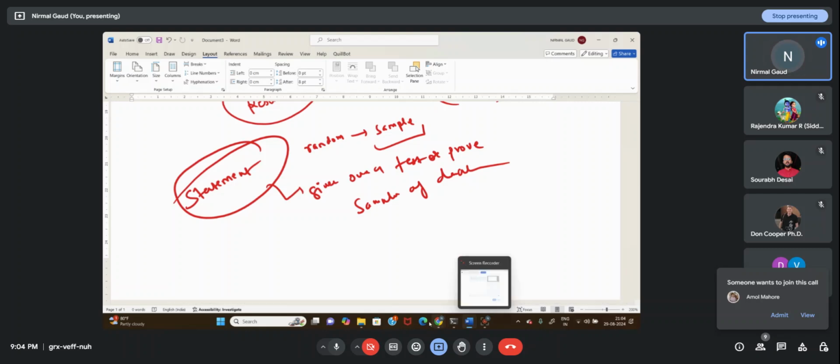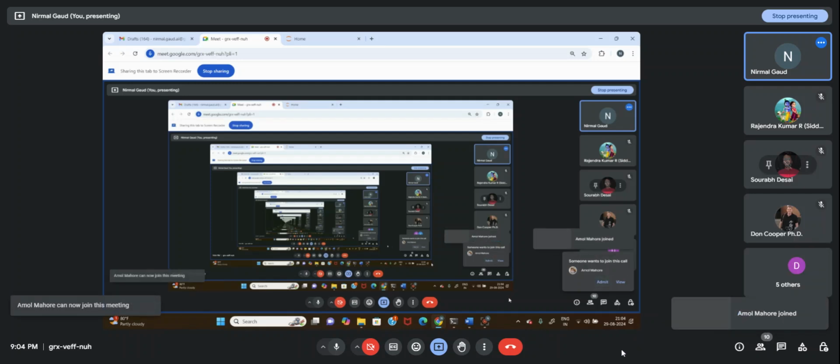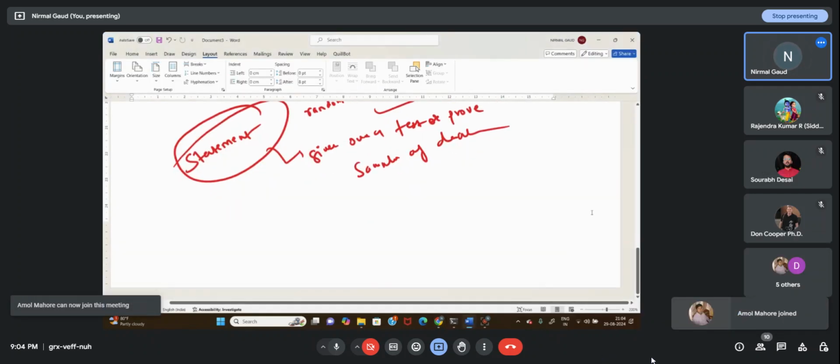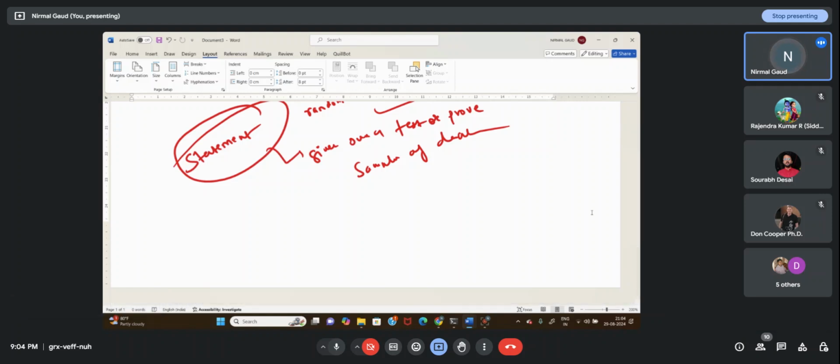And this statement will be specific to the survey. For example, it will be saying, in your city, condition of women is not good. In your city, condition of women is not good. This is the statement.